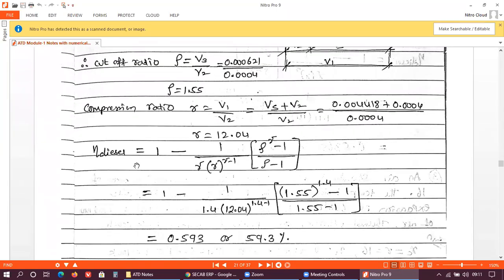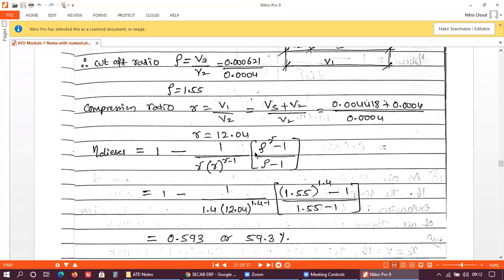Now in the diesel engine efficiency equation, as you can see here, this is the diesel engine efficiency equation, right? In this equation, just substitute the values. So 1 minus 1 divided by gamma, into bracket, R raised to gamma minus 1 multiplied by rho raised to gamma minus 1 divided by rho minus 1. So this is the general equation for the diesel cycle efficiency, right?